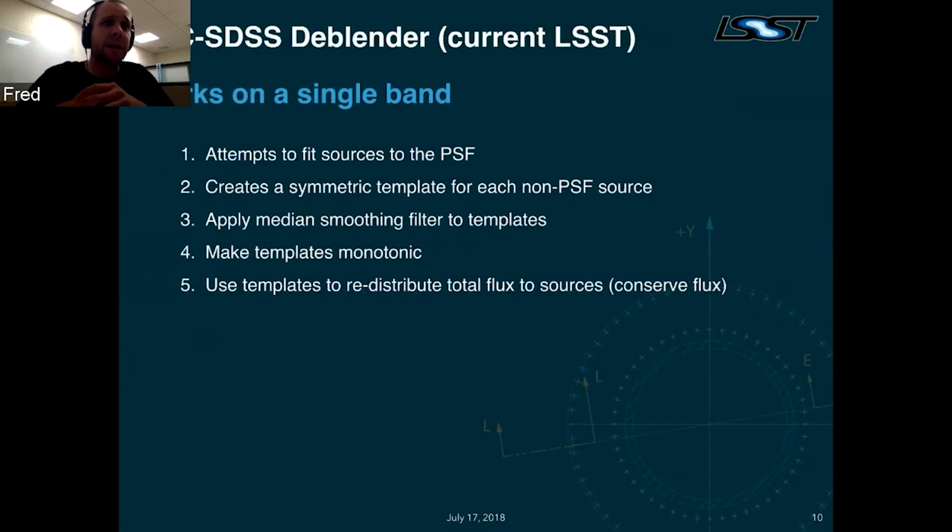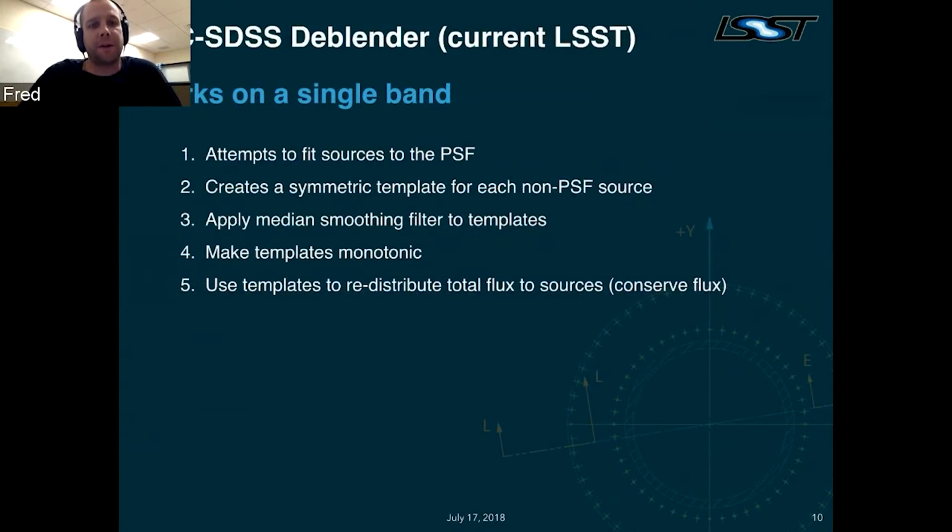What it first does is look at all the objects and attempt to fit them to the PSF. If they fit, it calls those stars. It figures out what the amplitude needs to be in order for that to match the PSF as best as possible. It has to fit the PSF to a certain percentage, and that's what's used to determine whether or not it's a star. For everything else, it then looks at the peak flux. Again, this is all done in a single band.